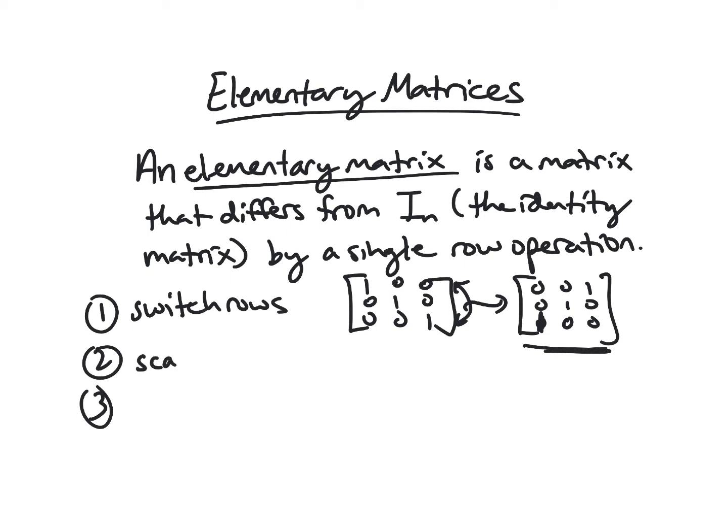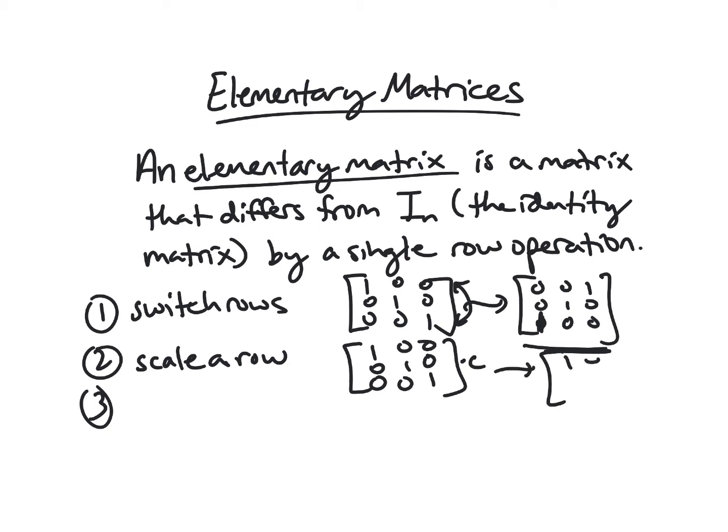You can, of course, scale a row. So again, start with the identity, and then here we can scale any row. So let's just scale the middle one. Let's multiply it by some scalar c. And then we would get 1, 0, 0, 0, c, 0, 0, 0, 1.